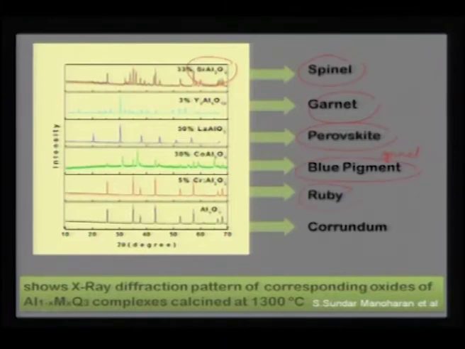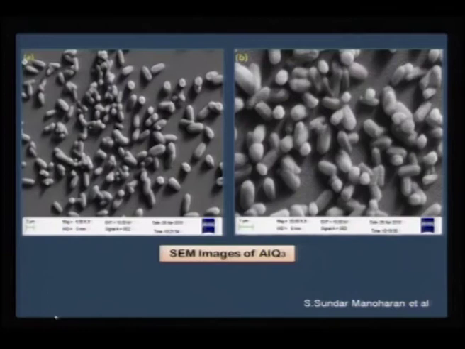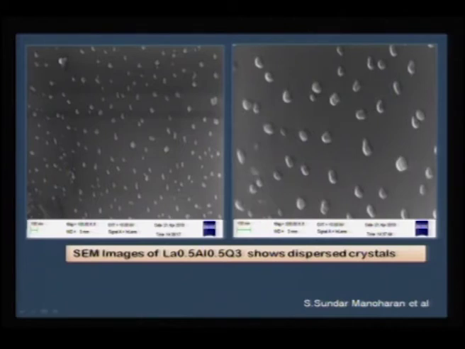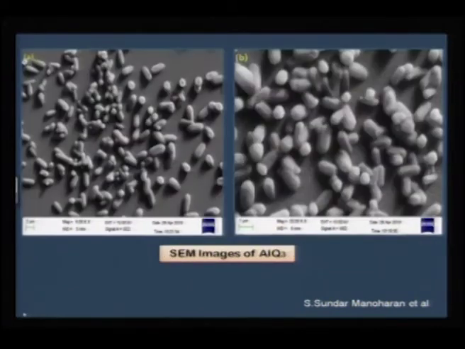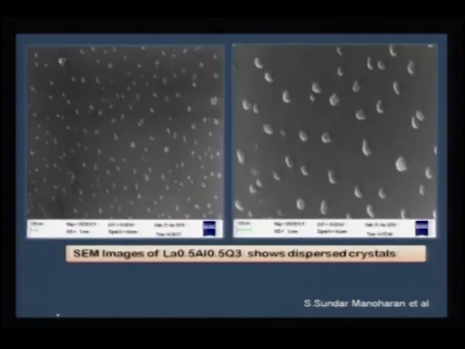Then you have ruby powder, which can be made by just doping with chromium, and this is the basic compound, and the structural evolution is really remarkable. You can see the way the precursors form. For example, if you take the AlQ3, then these shapes are quite unique when you compare with LaAlQ3, because in LaAlQ3 you see dispersed crystals which is quite different in their morphology compared to AlQ3.